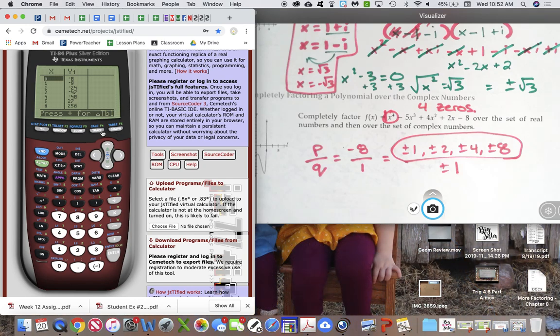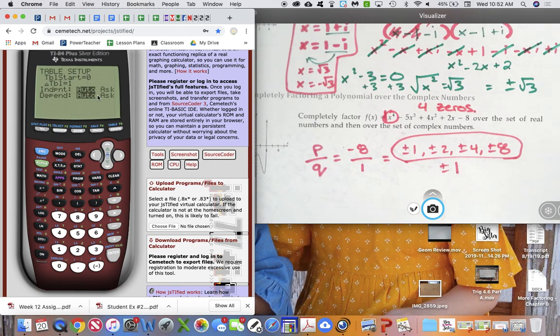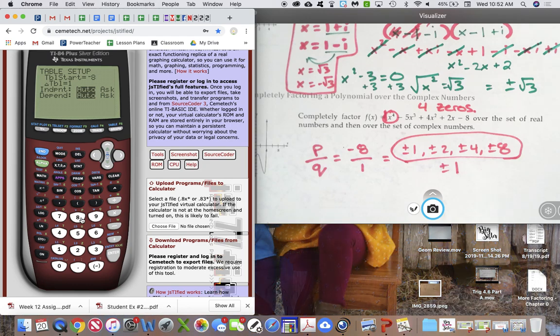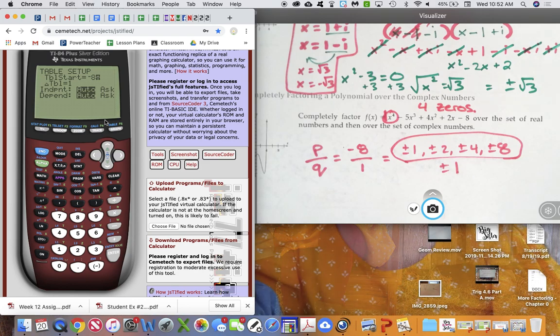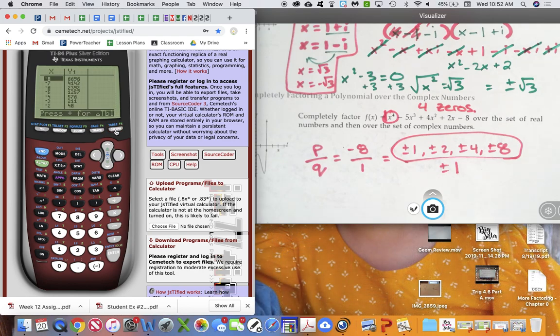So what I'm going to do is go to table set. Go to second window, go to table set. I want it to start at my least number, which is -8, and go by ones. So I'm looking at those numbers. It's going to start me at -8.